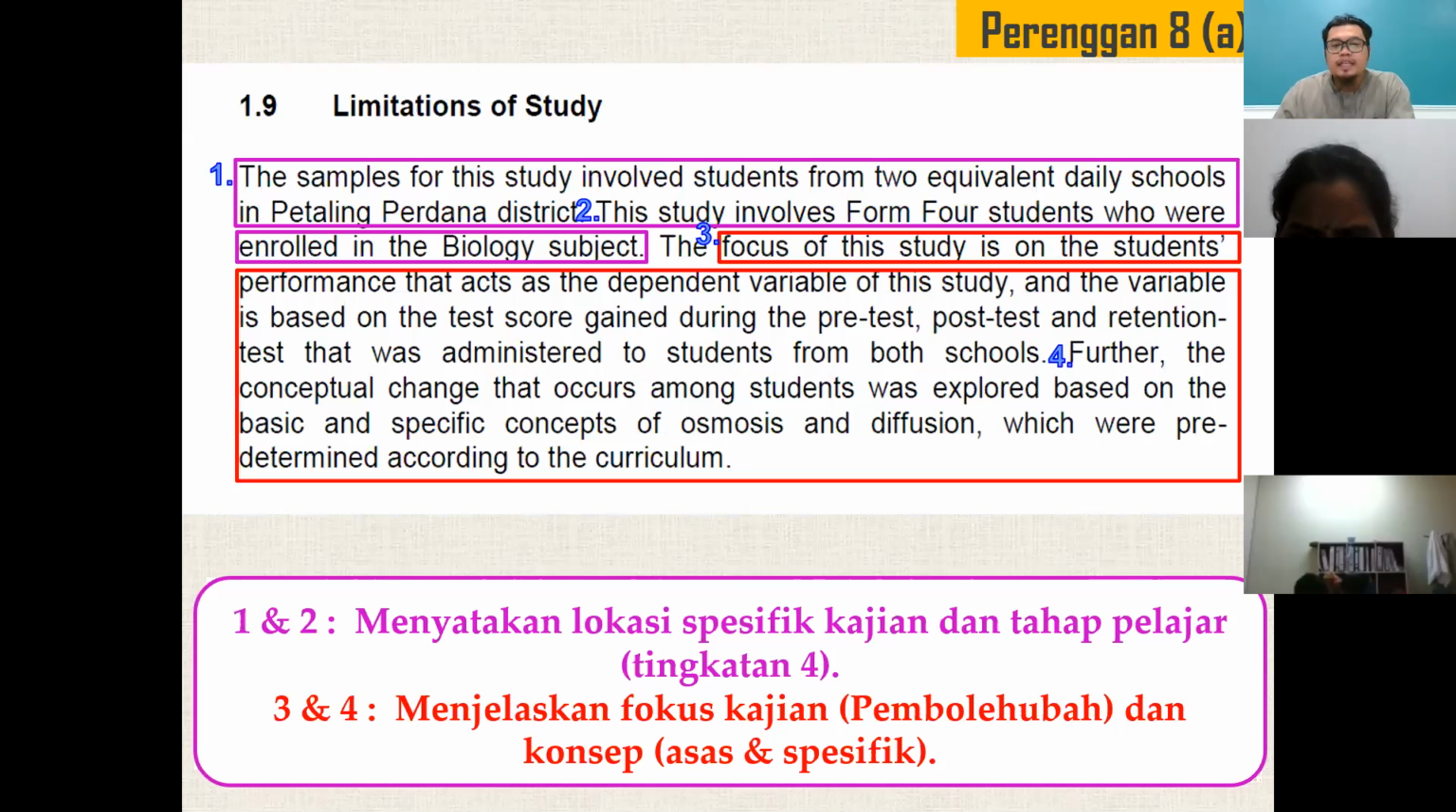Further, the conceptual change that occurred among students was explored based on the basic and specific concepts, osmosis and diffusion, which are predetermined according to the curriculum. Okay, they try to give the reason why they choose this sample, and then use that for the method and analysis purpose.